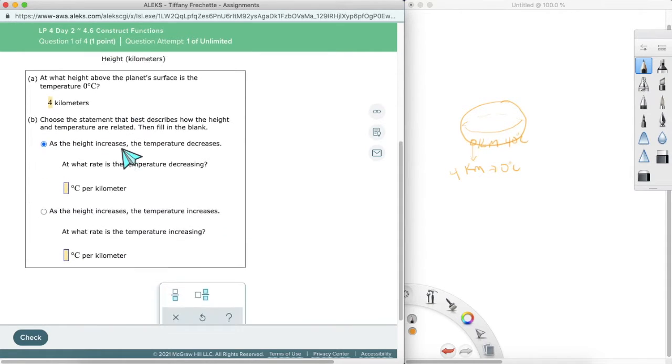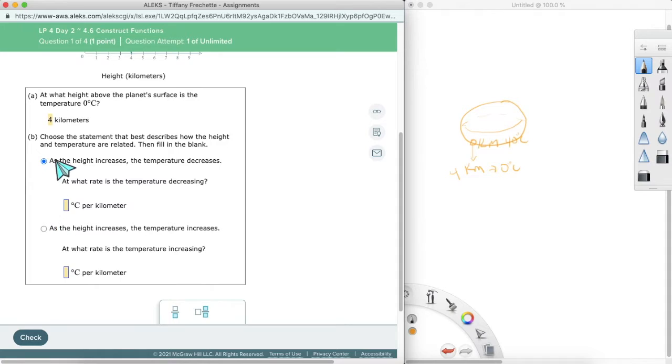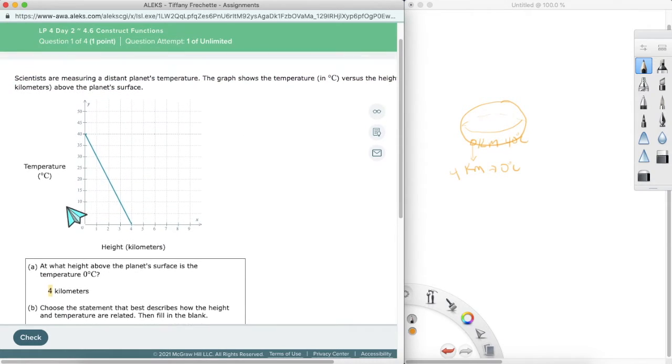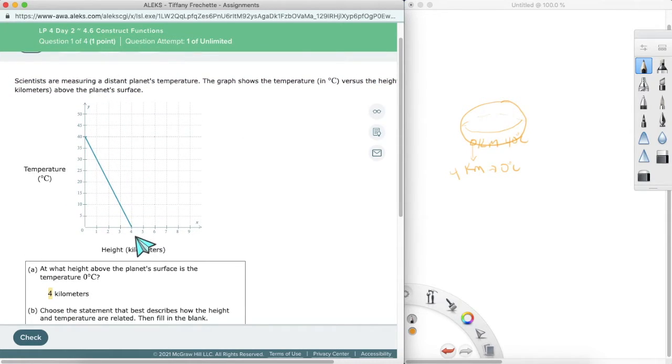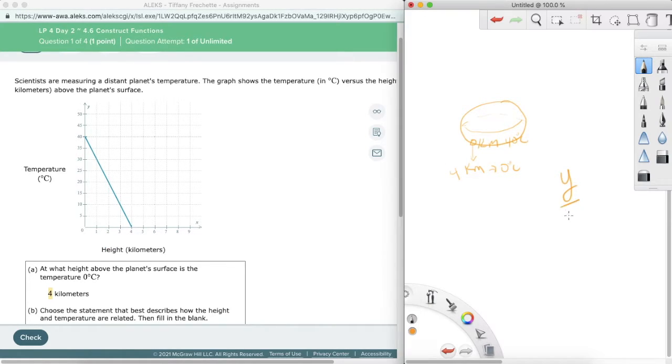All right, so we know that the height is increasing, the temperature is decreasing. At what rate is the temperature decreasing? So now we need to take a look at this and say, how fast is it decreasing? A lot of the time, if you look at 1 on the x-axis, because what we want to do is know the ratio of y over x. And if you look at 1, this does actually cross right over one of the grid lines, which is nice. That's what we want to happen. If it was in between, we don't want to estimate.